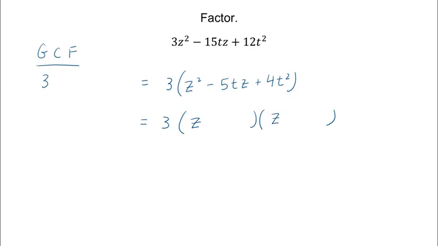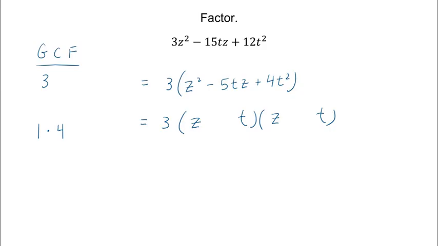Now let's look at the last term in our polynomial, 4t squared. We know that when we multiply this term by this term, we have to get 4t squared. That means that each of these terms must contain a factor of t, because t times t gives us t squared. But we also must come up with 2 numbers that when multiplied give us 4, but when added give us negative 5.